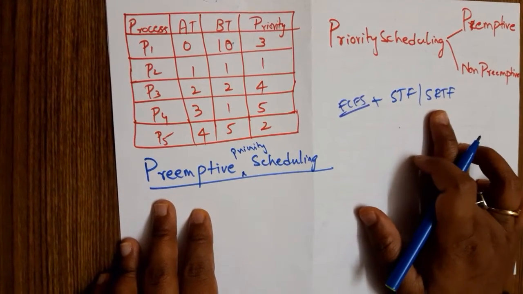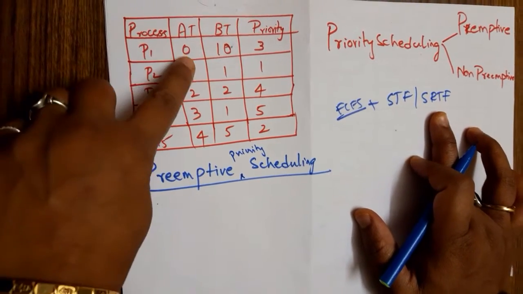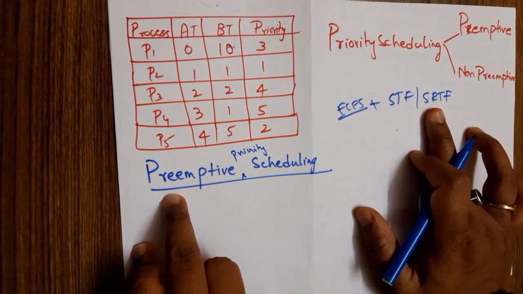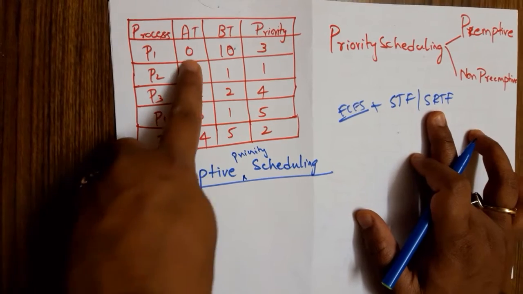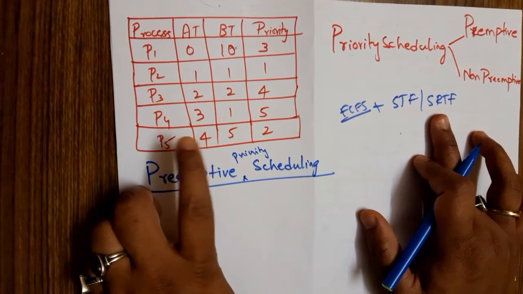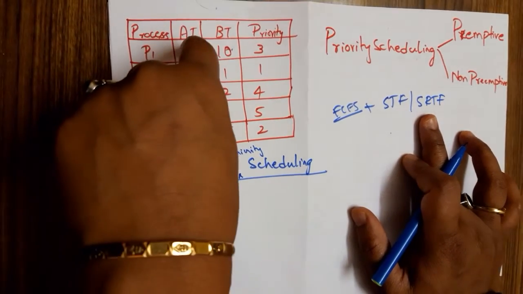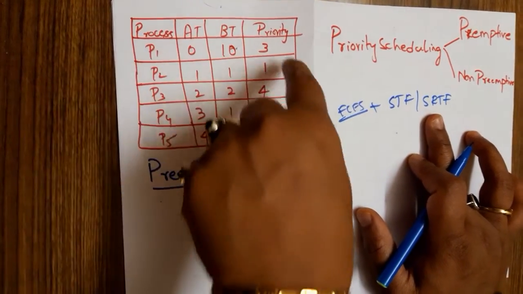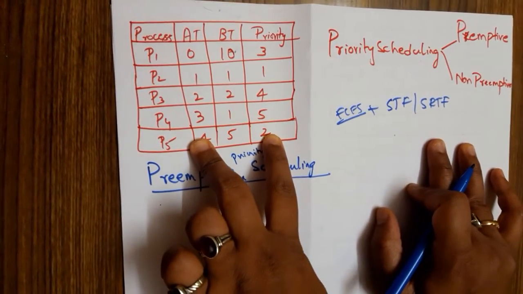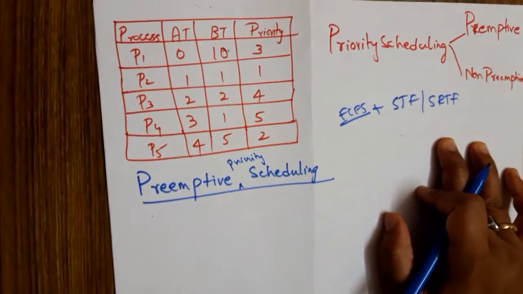In your SJF and SRTF algorithms, in the preemptive, that is your shortest remaining time first algorithm, based on the arrival time, you were pausing the processes to execute. Now you need to consider the arrival time plus the priority given in the question. Both things you need to keep in mind and then write your Gantt chart.